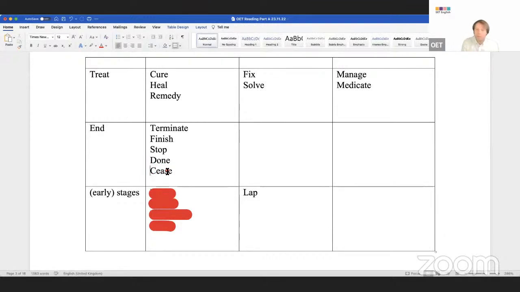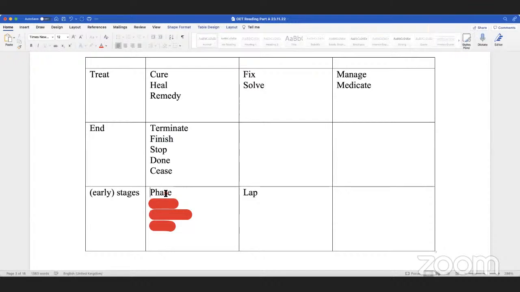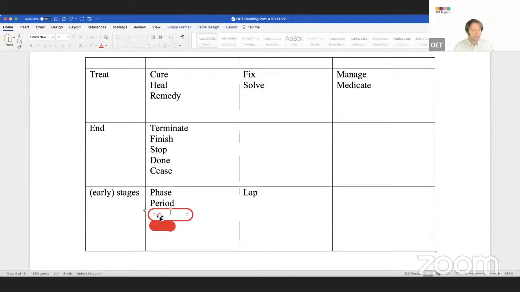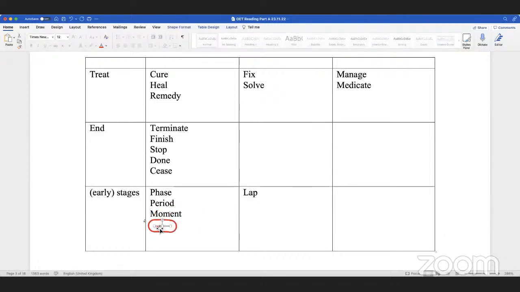So synonyms are very important in OET reading because sometimes in the question it will use this word, but in the text they will use finish or terminate or stop or cease or done. Similarly with stages, when we're talking about stages in the sense of time, like the early stages, does anyone remember the synonyms? Beginning. Phase. Period. Moment. And the last one? Step.